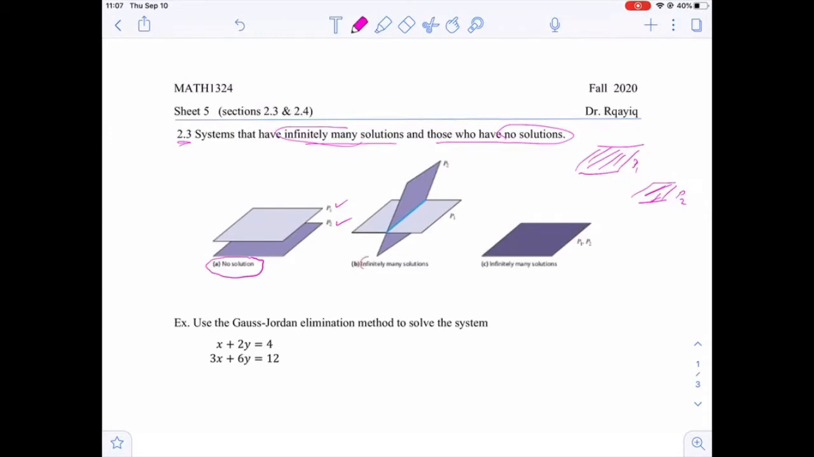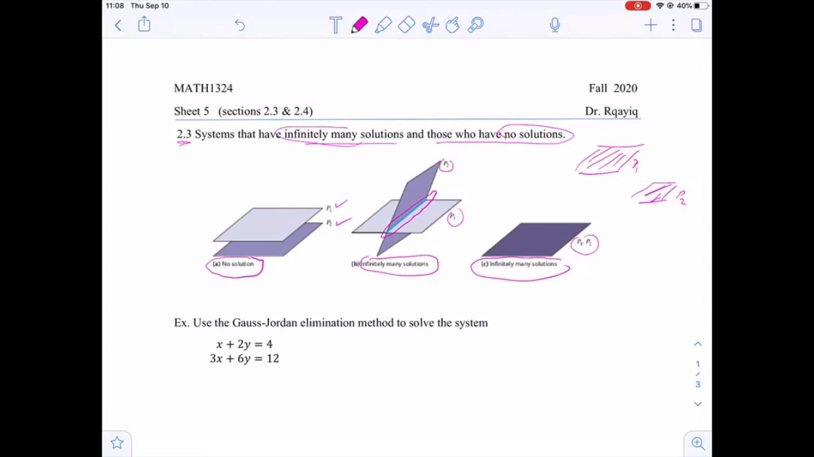Or we may have infinitely many solutions in two cases. Either they intersect, P1 intersects P2, but we know that two planes intersect in a line. The intersection of two planes is a line, not like lines, where the intersection of two lines is just a point. Here we are dealing with planes, so the intersection of two planes gives a line. Or infinitely many solutions if they coincide. If they meet everywhere, then they are on the same plane.